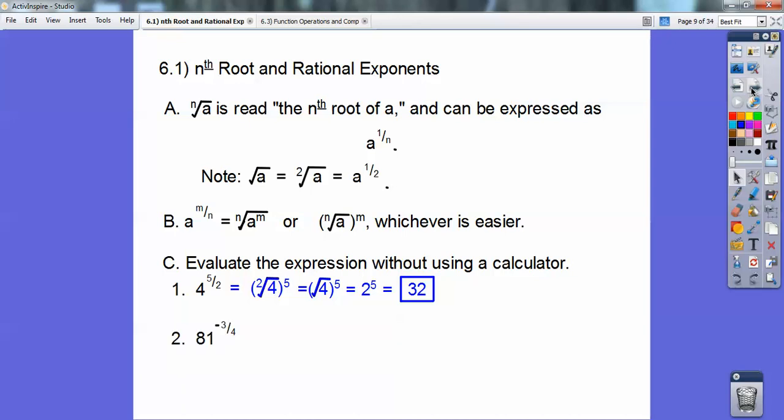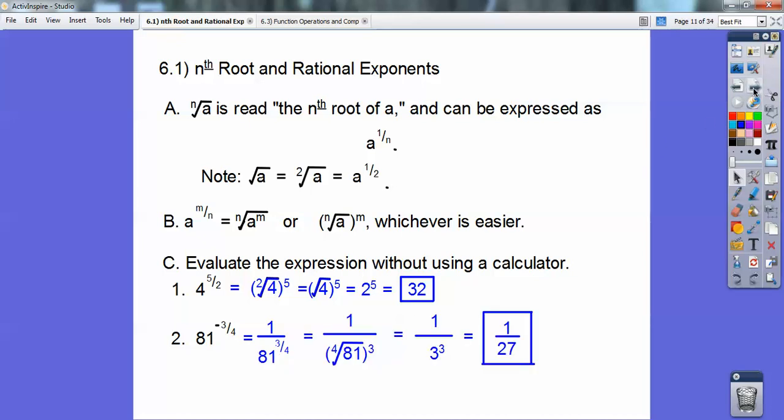All right, let's try this one. 81 to the negative 3/4 power. Okay, remember when you have a negative exponent, it goes in the denominator and becomes a positive exponent. So it's 1 over 81 to the positive 3/4 power. Now I'm going to put this in radical form. The bottom number is my index number, so it's going to be the 4th root of 81 to the 3rd power. All right, so the 4th root of 81 is 3, because 3 to the 4th is 81. So 3 to the 3rd is 27, so it's 1 over 27. Okay, it's not 27, it's 1 over 27.